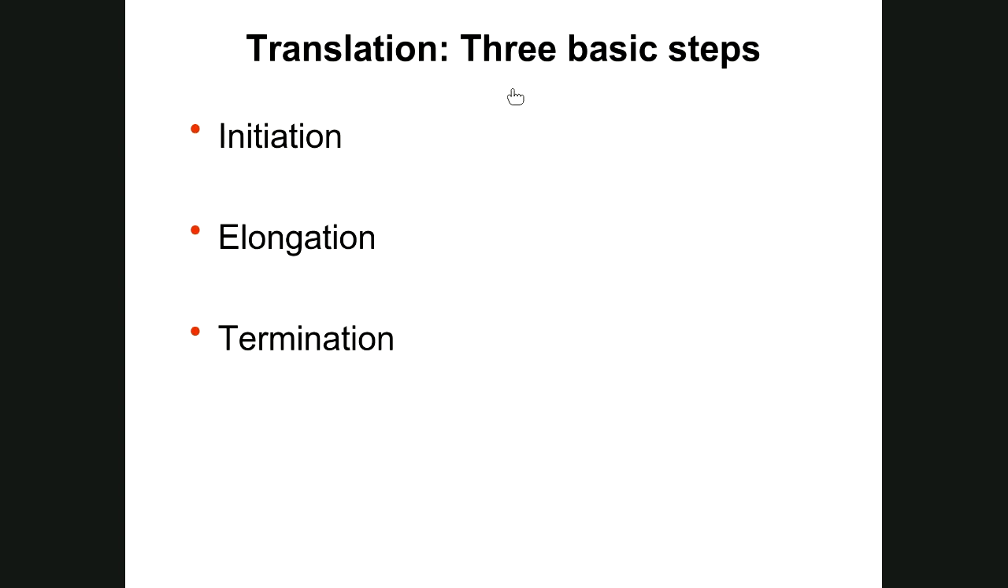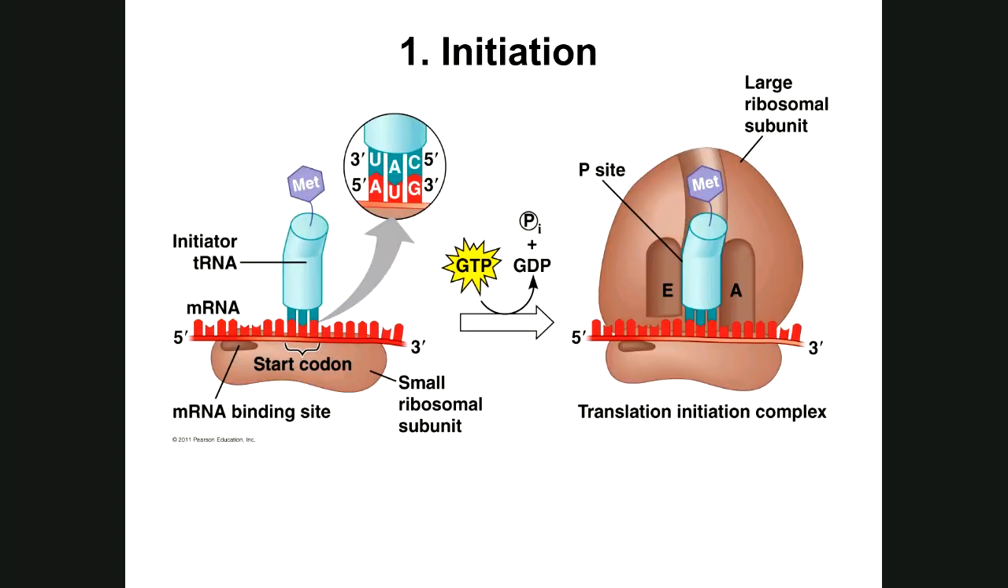Just like for transcription, translation consists of three basic substeps, and they go by the same names: initiation, elongation, and termination. The first basic step of translation is initiation. This is the way it works for initiation. Initiation begins with the 5' cap of mRNA being used to attach mRNA to the small ribosomal subunit.